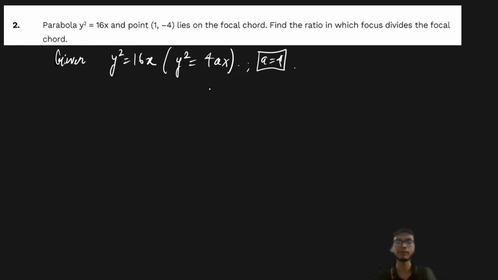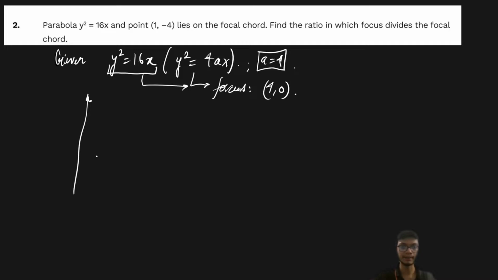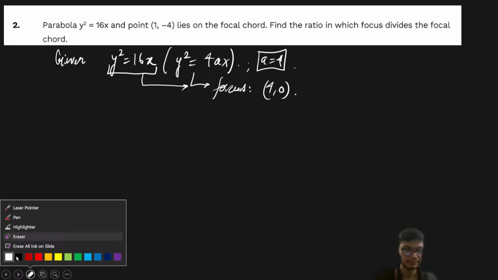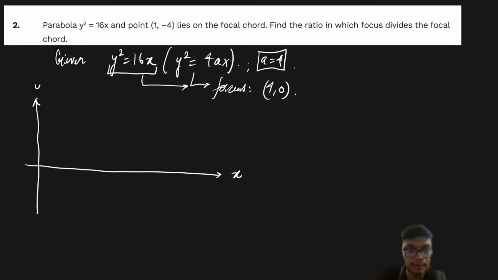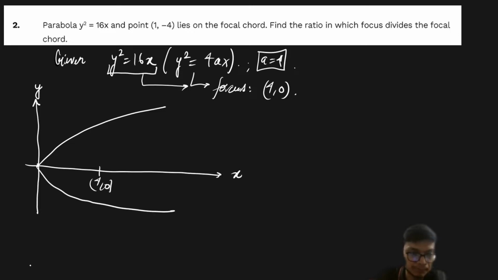Once we have the value of a for the standard parabola, the focus is at a comma 0, that is 4 comma 0. So for this given parabola, the focus is at 4 comma 0. If we try to draw the diagram of this parabola, it is going to start from the origin and be like this, with the focus at 4 comma 0.